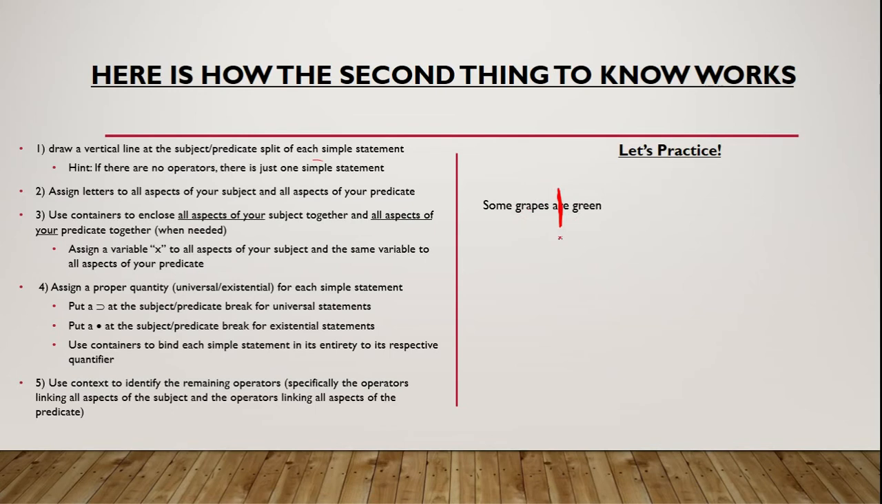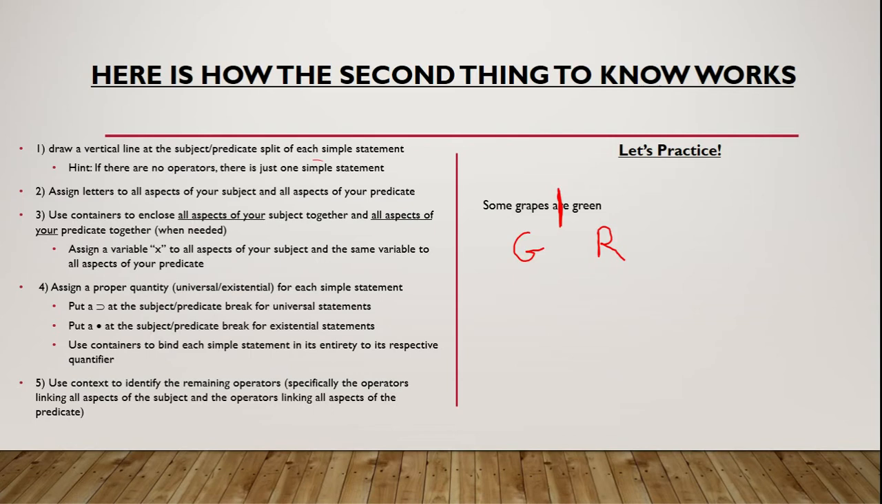On to step 2. Assign letters to all aspects of your subject and all aspects of your predicate. There's just one aspect of the subject, it's a grape, so I'm going to give that a letter G. And there's just one aspect of the predicate, and it is green. I'd like to use G again, but I'm not. I'm going to use the letter R just because that's the second letter in there. So we have a grape, and it is green.